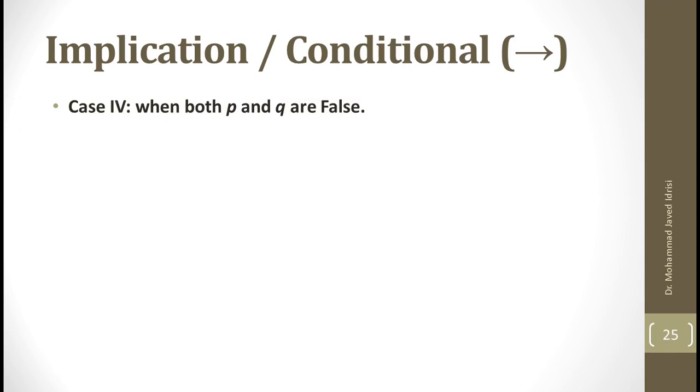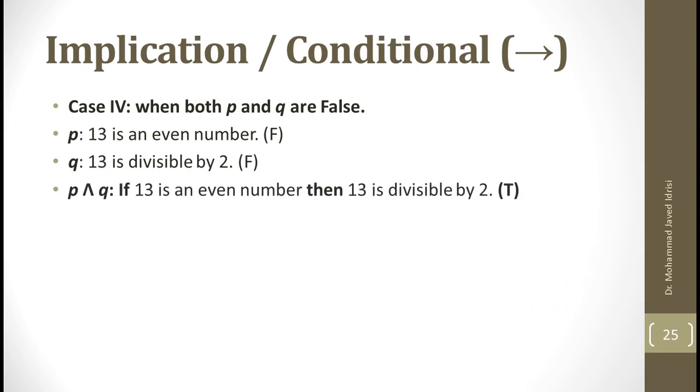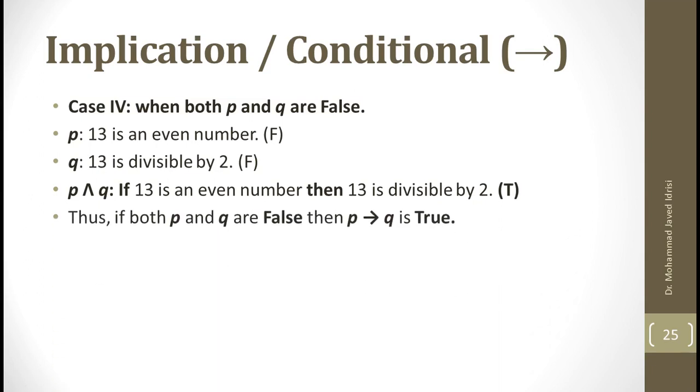In the fourth case, we consider both P and Q are false. For example, P is 13 is an even number, which is false, and Q is 13 is divisible by 2, which is also false. So P implies Q is given by, if 13 is an even number, then 13 is divisible by 2, which is a true proposition. So P implies Q is true if P and Q both are false.